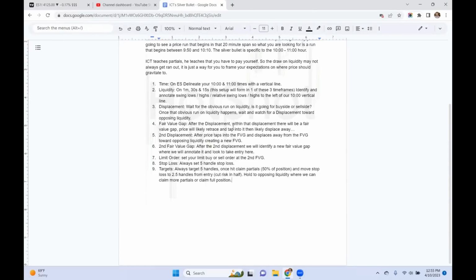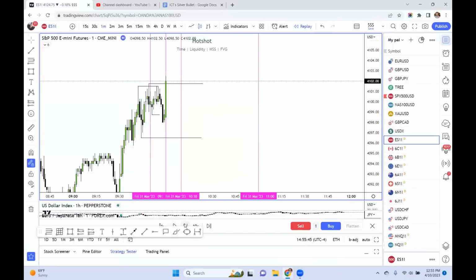Now, fair value gap. After the displacement, within that displacement, there will be a fair value gap. Price will likely retrace and tap into it, then likely displace away. Okay, so let's just wait and see.